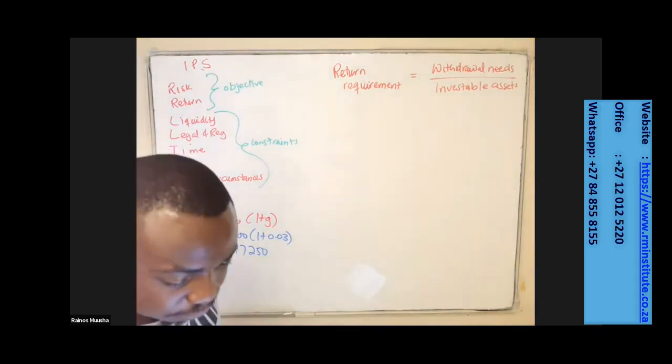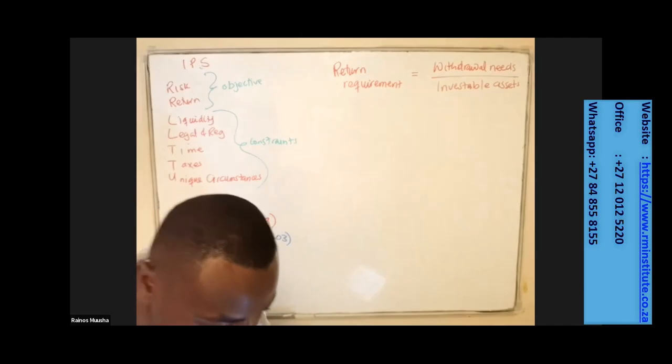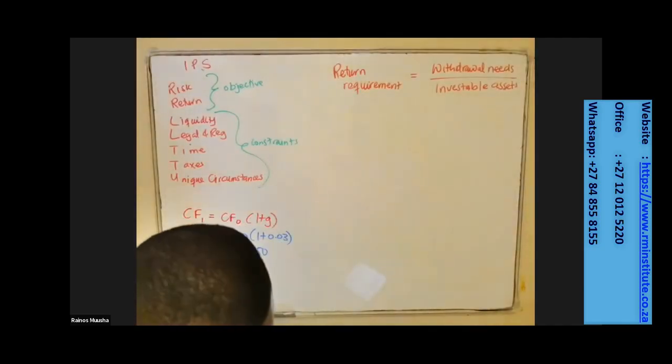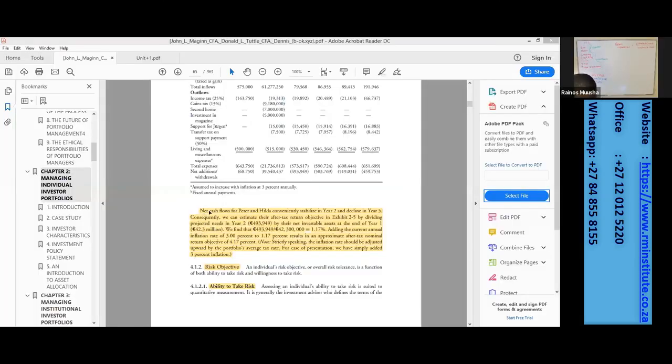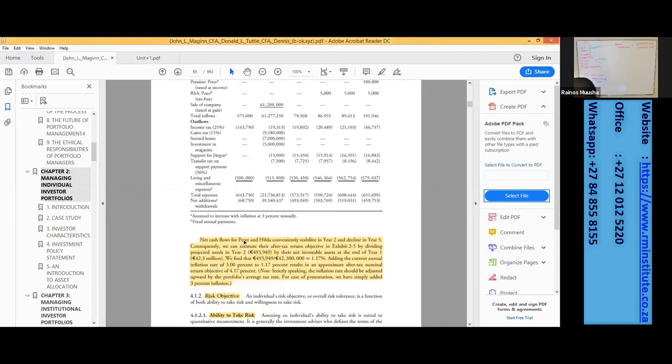If you check on the information that they give you, right at the bottom of page 6, I'll highlight it quickly now. They say the net cash flows for Peter and Hilda conveniently stabilize in year 2 and decline in year 5. Consequently, we can estimate their after-tax return requirement in Exhibit 2.5 by dividing the projected needs in year 2 by their net investable assets at the end of year 1.